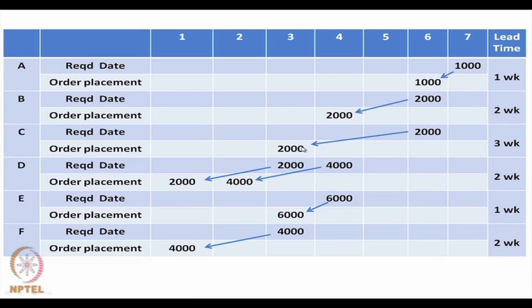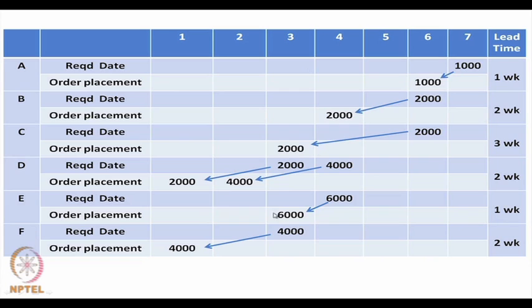So, for C again the required dates for D and E are mentioned, and like this one proceeds backward. So, one has to proceed this way and that way. So, we finally get to know that on day 1 order must be placed for F and for D, these many items. On day 2 order should be placed for D.